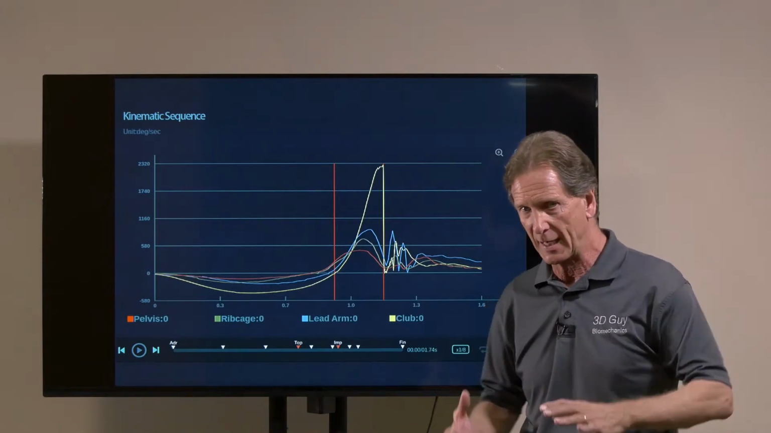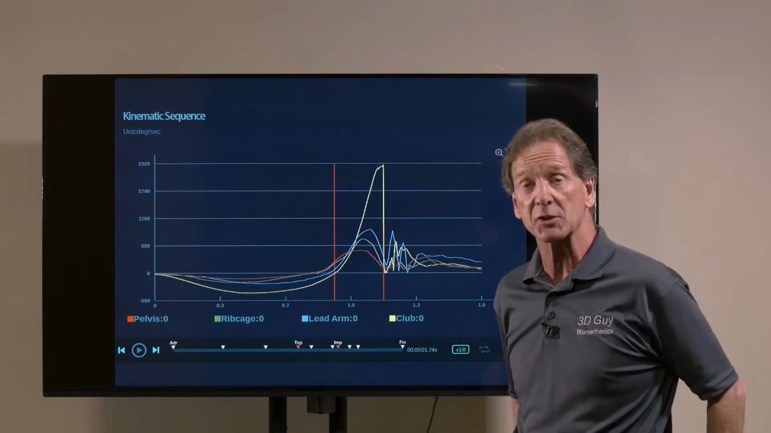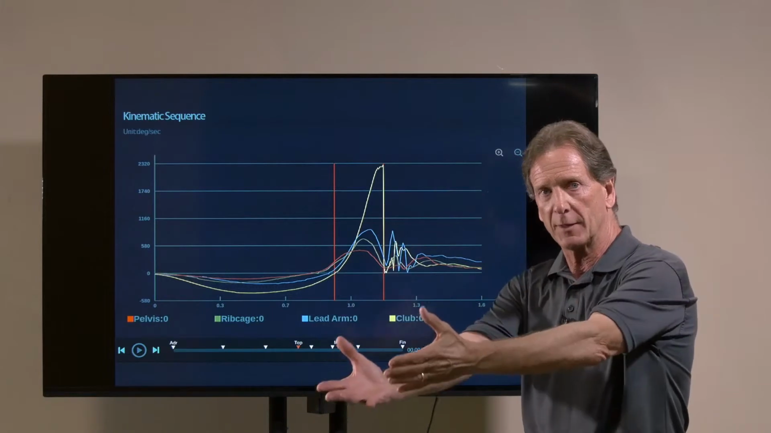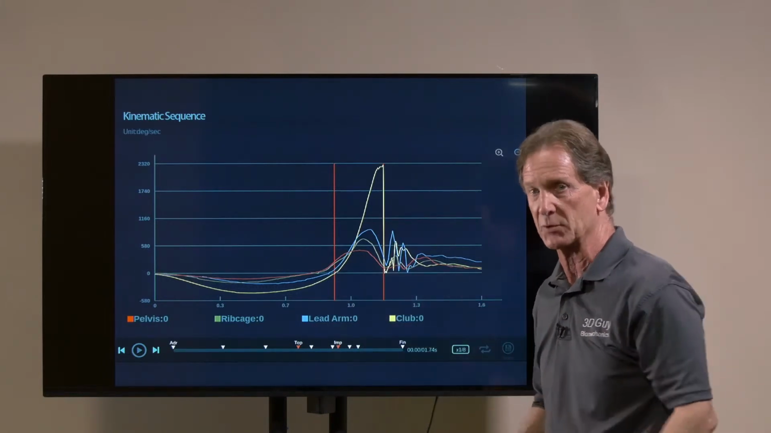It allows us to see how efficiently energy is transferred from the big, strong muscles, the hips and the pelvis area, to the extremities, to the wrists and the hands, which are the smaller, faster muscles.